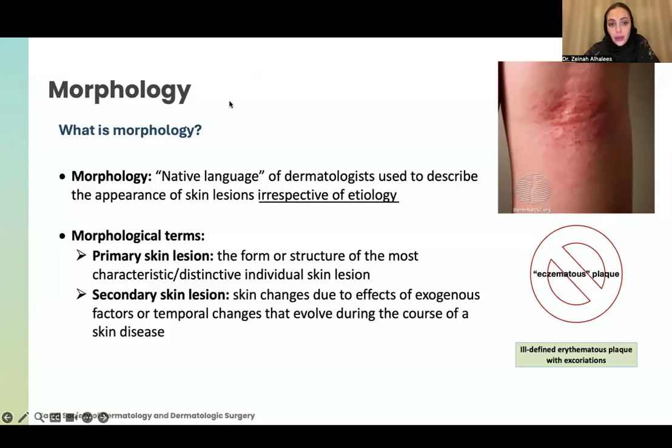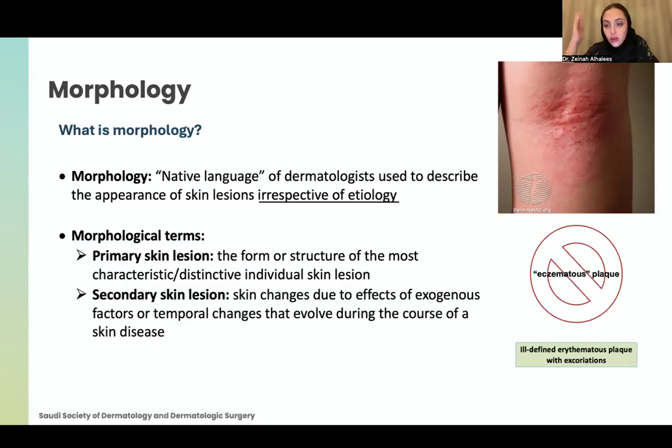What is morphology? Morphology means a native language that dermatologists use. It's a language that dermatologists build to describe the appearances of skin lesions irrespective of their etiology. What does this mean? That means that I don't care why this lesion is happening. So when I look at this patient's antecubital fossa, I know this is eczema. It's very clear that this is eczema, but I want to use a description for this lesion without persuading you to diagnose it in a specific way.